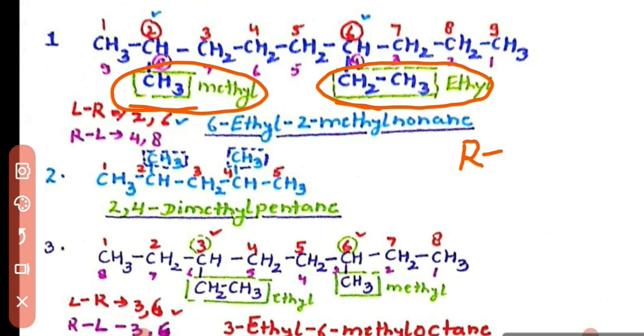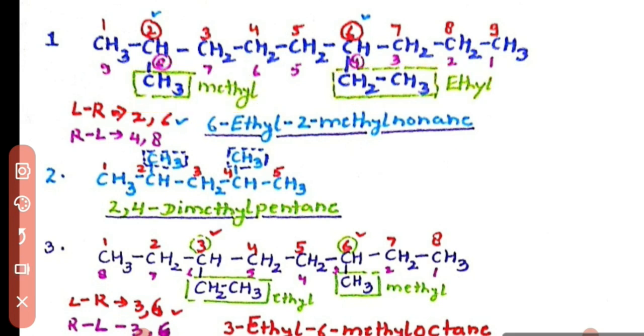named in the form of an alkyl group, R dash, and the name of the alkyl group is decided by counting the number of carbon atoms in the side chain or branch. So there are two branches, ethyl and methyl. Now let us number the carbon atoms.